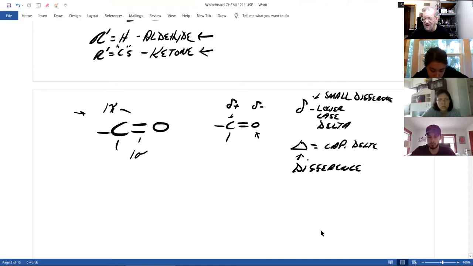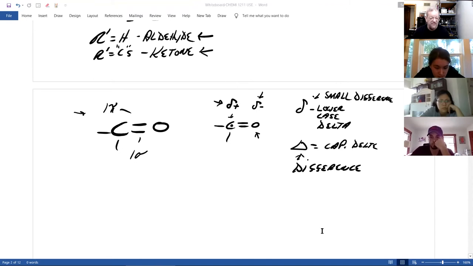I'll never ask on a test. So this means a small or slight negative charge on the oxygen and a small or slight positive charge on the carbonyl carbon, the double bonded oxygen. That has a profound effect on the chemistry of carbonyl groups and ketones and aldehydes, and also other functional groups we'll talk about.